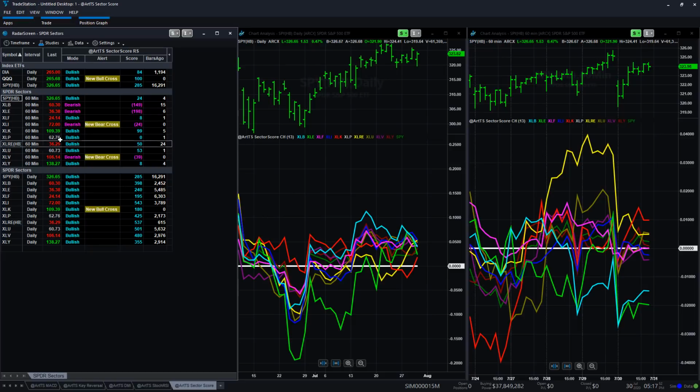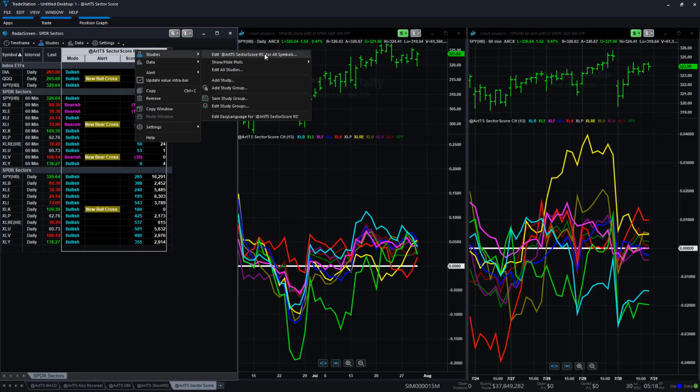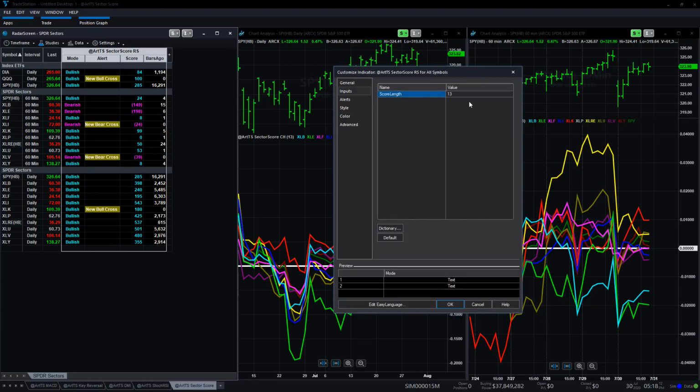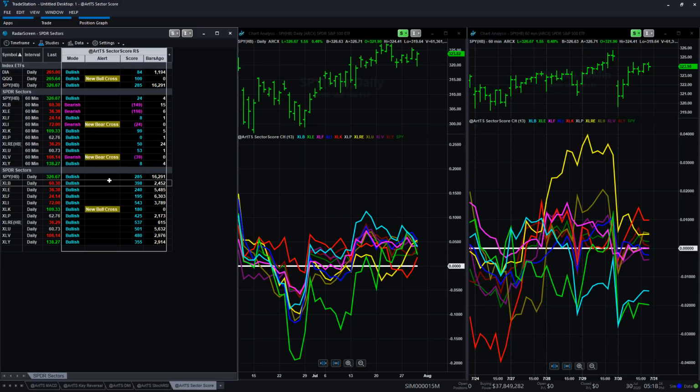And so here, what we're doing is we're measuring the performance of each of these symbols, and then we're using the RadarScreen to sort and rank by that performance. And I'm calling that performance score. And by the way, if I right-click up here and I go to the inputs, there's a score length. I have it set to 13 bars. So that's a 13 bar % change. And that is what we're using to calculate the performance of each of these sectors against each other. So this is a relative performance idea.